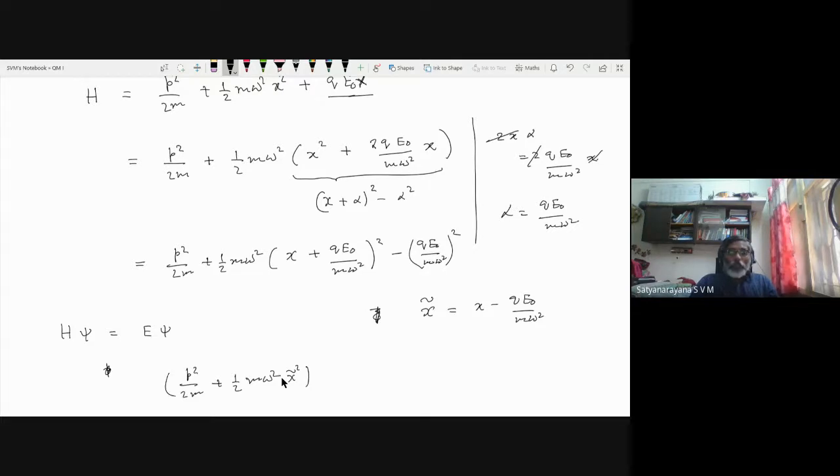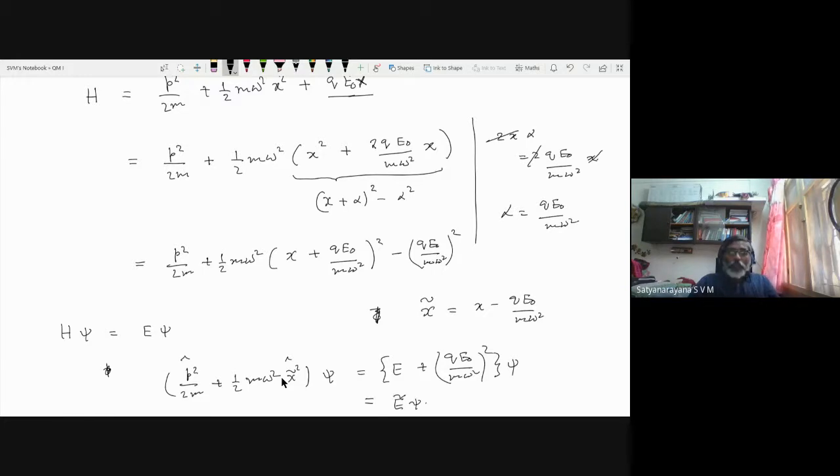Okay, this is the operator part of it, right? This is an operator part. Psi is equal to E plus QE0 by m omega square to the square, this into psi. So I have a different energy level. I will call this some E tilde. So this will be equal to some E tilde psi.